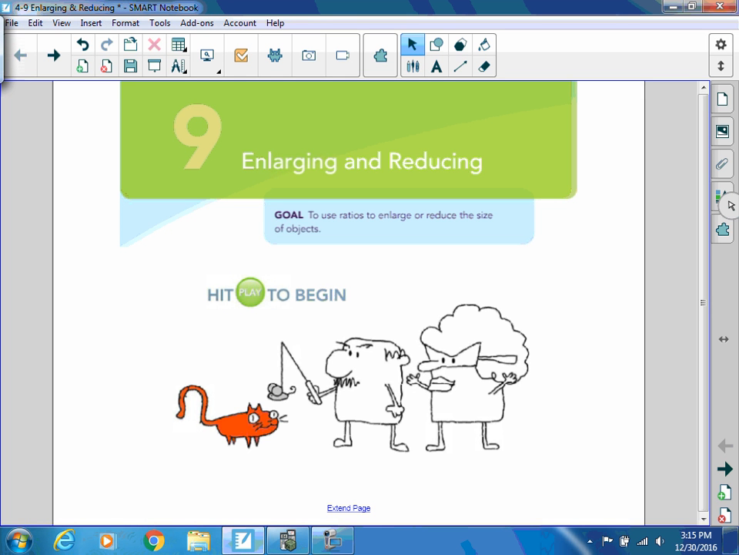All right, today we're going to talk about enlarging and reducing. Again, remember, as you're watching the video, feel free to pause as you need to make sure you get all the notes. And again, feel free to rewind and go back and look at a problem again if you need to. So please remember to do that as we begin here.